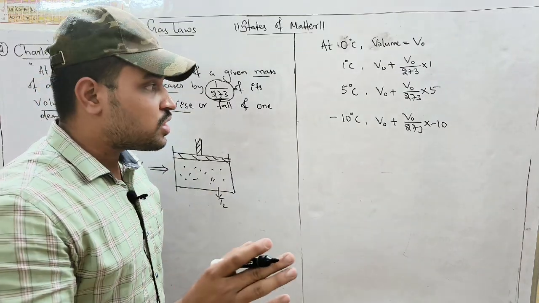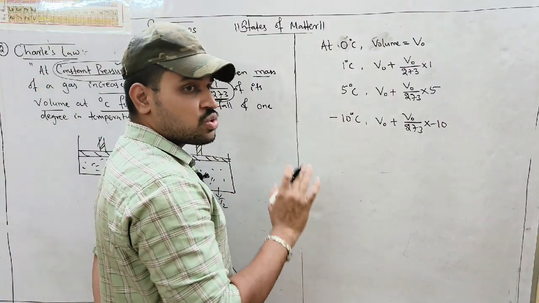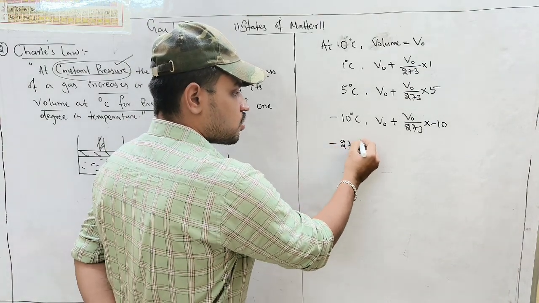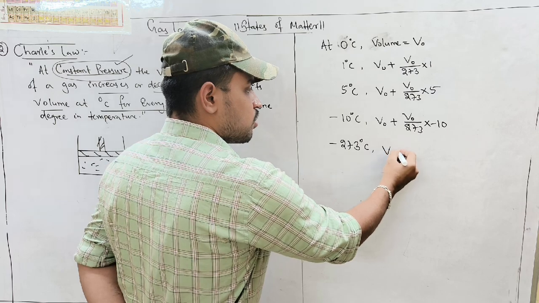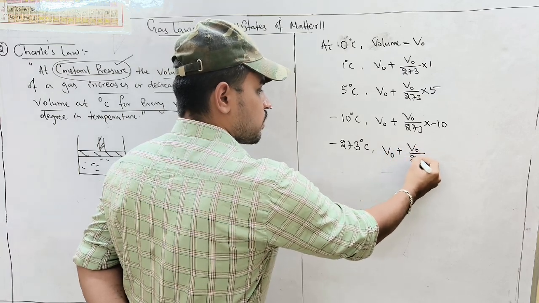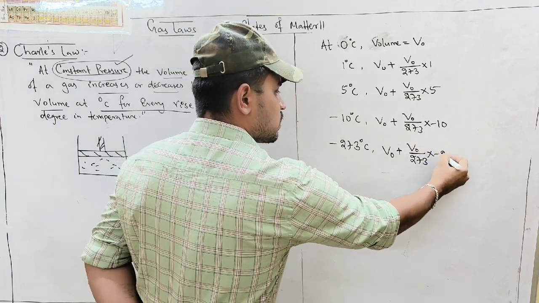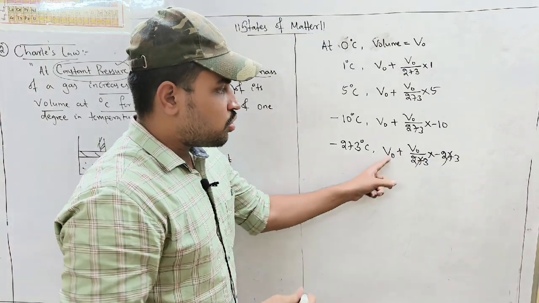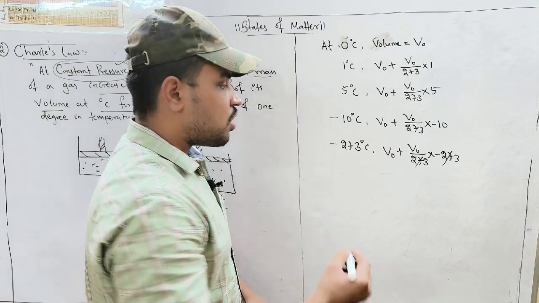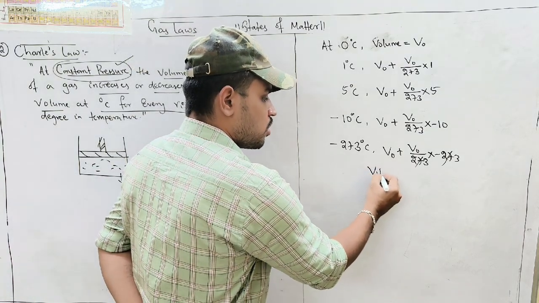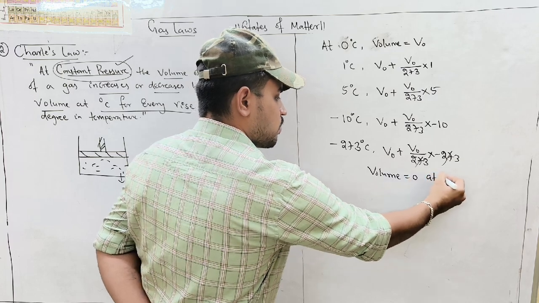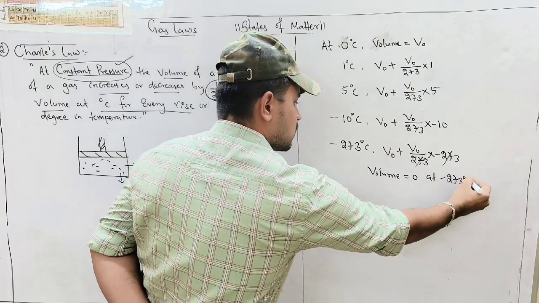If the temperature decreases to minus 273 degrees centigrade, so what is going to happen here? V0 plus V0 by 273 into minus 273. So 273 and 273 cancel, V0 minus V0. Now the volume becomes how much? The volume becomes 0 at minus 273 degrees centigrade.